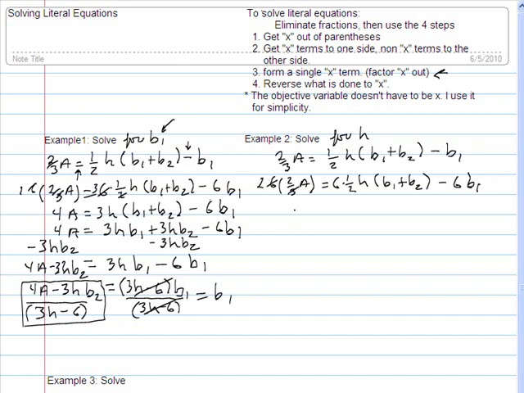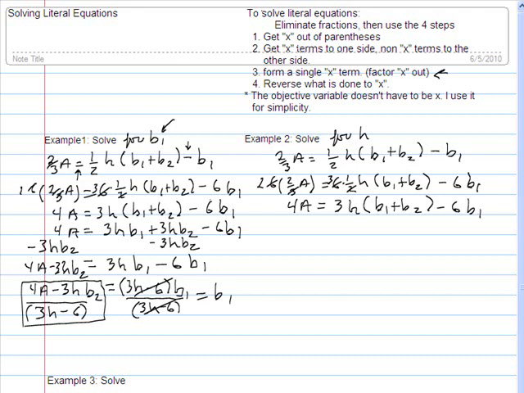Same step we used in the other one, same canceling. The 3 cancels the 3, leaving a 2. So this becomes 4a. The 2 cancels the 2, leaving a 3. So this becomes 3h (b1 plus b2) minus 6b1. And now the two problems get different.